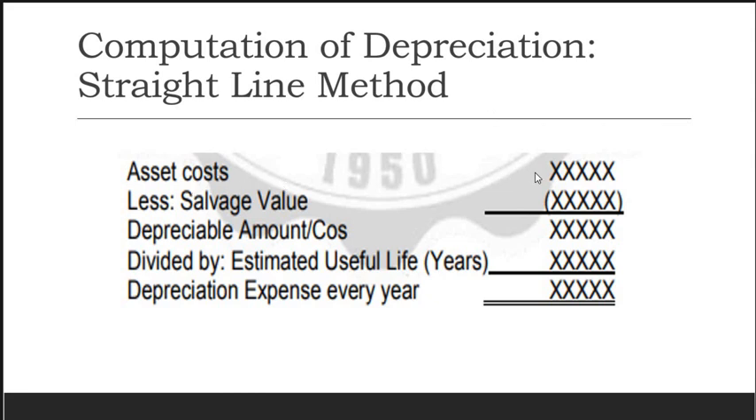This is how you compute depreciation under the straight line method. First, of course, you'll have your cost, minus your salvage value, residual value, or scrap value. I-deduct yan. After deducting your salvage value from the cost of your asset, you will already get your depreciable amount or depreciable cost. Kulang ng T dito. Okay? If you have already the depreciable amount, then such amount will be divided by the useful life in years. I-divide mo siya by the estimated useful life, so that you will get now your depreciation expense every year. That's how you compute your depreciation.